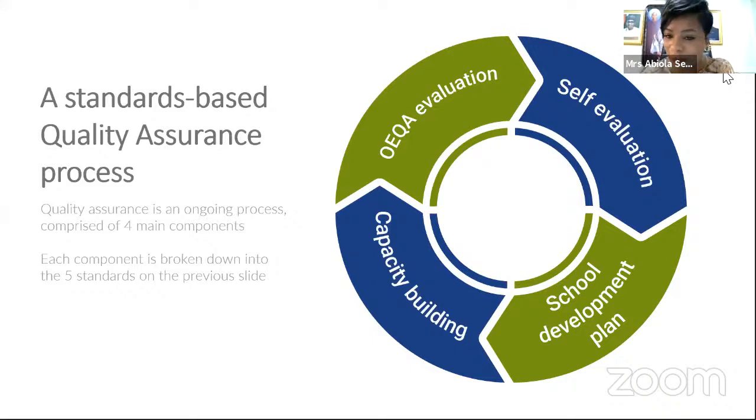So we have the school development plan, which is why we're here today. We have capacity building, also part of what we are modeling today, how we can build the capacity of our own evaluators as well as school leaders. OEQA evaluation, what does this look like in terms of the evaluation that we issue out to schools? And how are schools able to self-evaluate? And is there a huge discrepancy between what you see and what we see when we come into your school? Next slide.